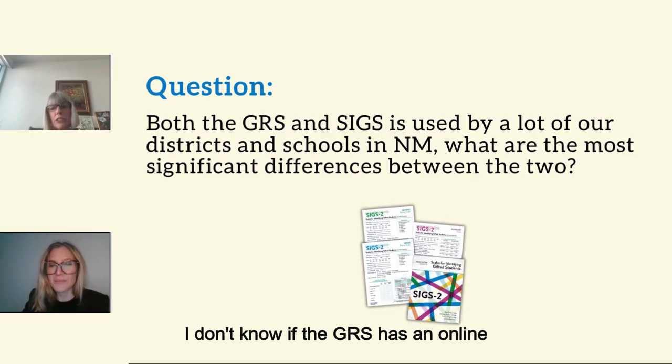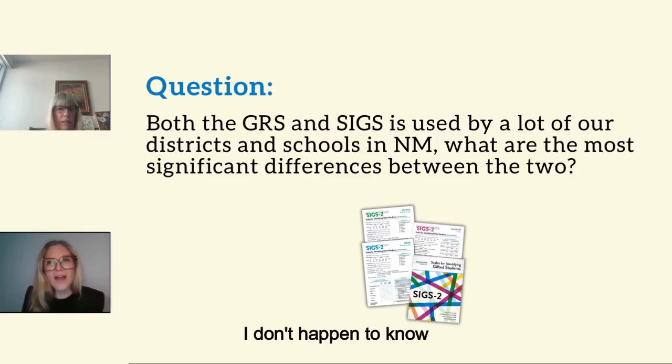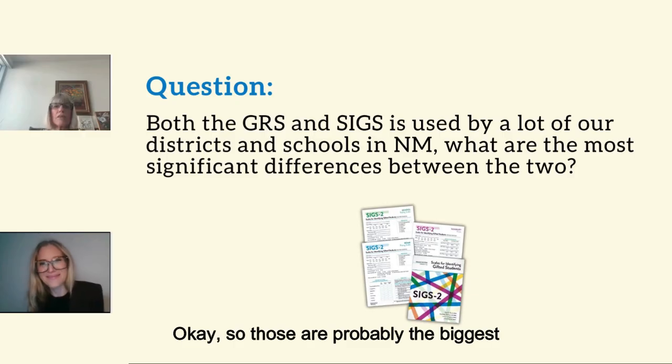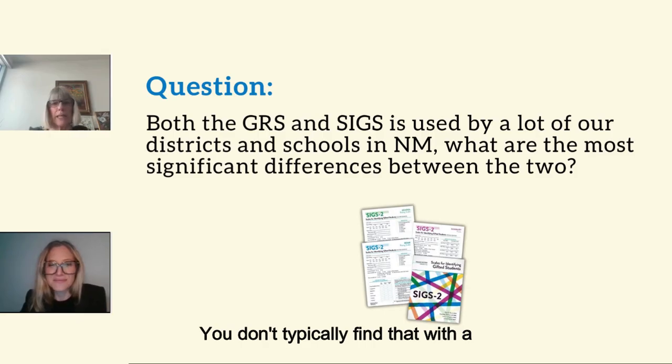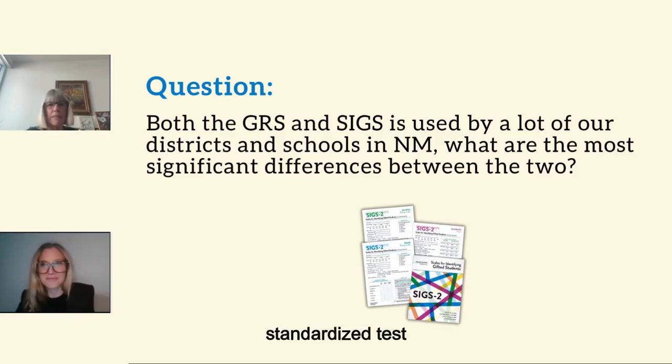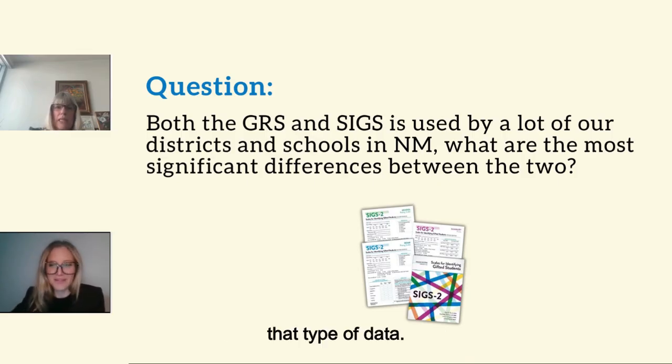I don't know if the GRS has an online version. That might be different. Do you happen to know that, Sarah? I don't happen to know that. Okay, so those are probably the biggest differences. I also would probably think that our normative sample is quite a bit larger. It's a really big normative sample. You don't typically find that with a national standardized test, because it takes a lot of time to collect that type of data.